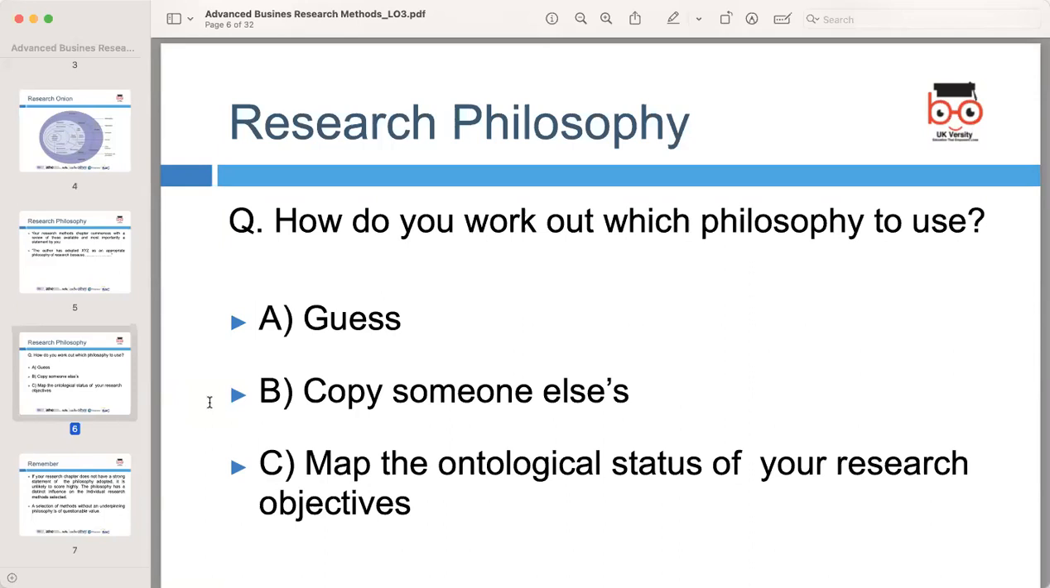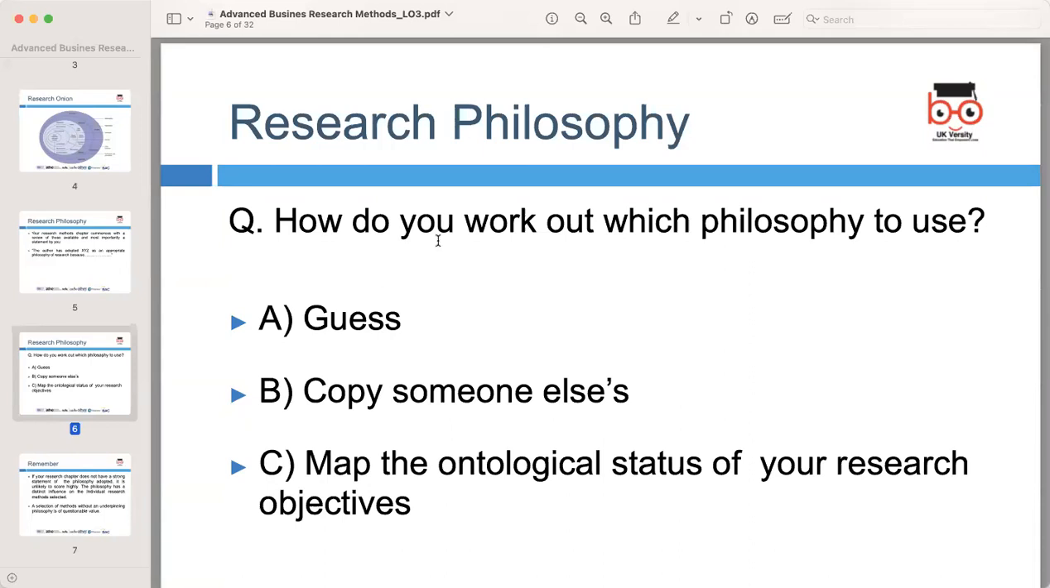So first of all is A, which is guess. So if there is anybody there, can you tell me what is a guess? Okay. So while it may seem tempting to rely on guesswork, this approach is not recommended. Research requires a systematic and rigorous approach, and making decisions based on mere speculation can lead to unreliable and invalid results.